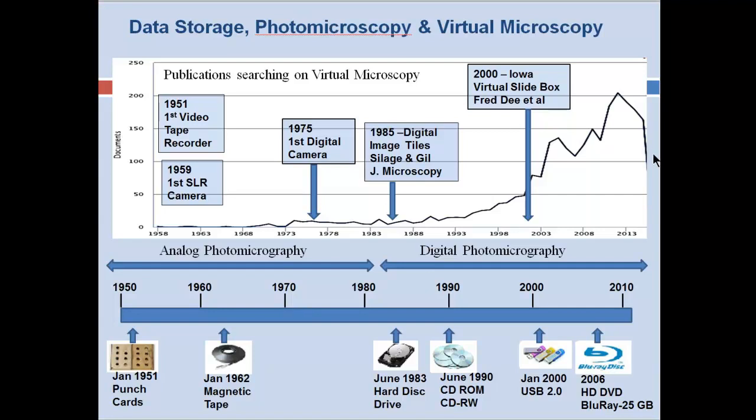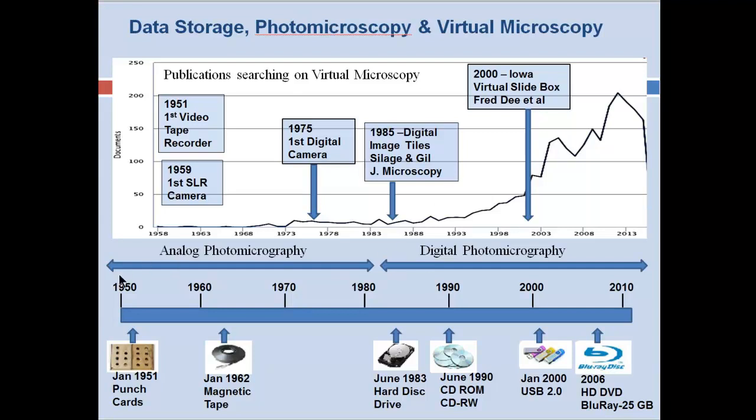But in the meantime, if you back up to 1951, the first video tape recorder. But the most significant thing in 1975 was the first digital camera. Before that, between 1959 and 1975, you had an analog camera that you could take photomicrographs with through the microscope, and it was on film. But now in 1975, you could put it on a computer. You could save it to a hard drive. And then by 1985, you begin to have virtual microscopy.